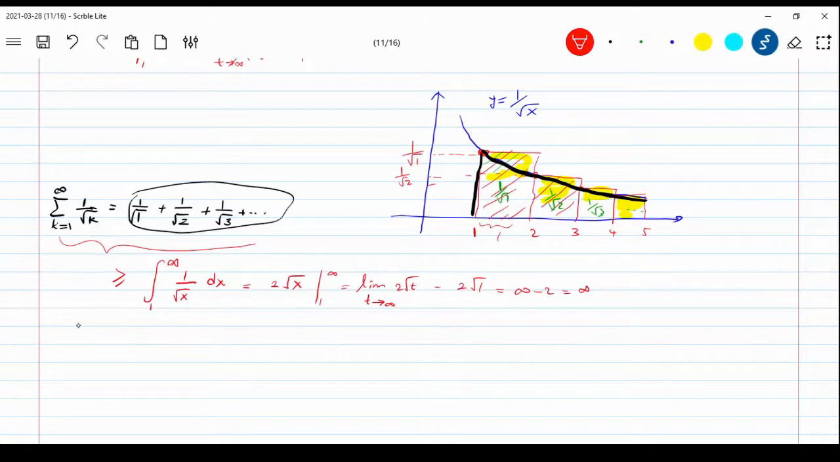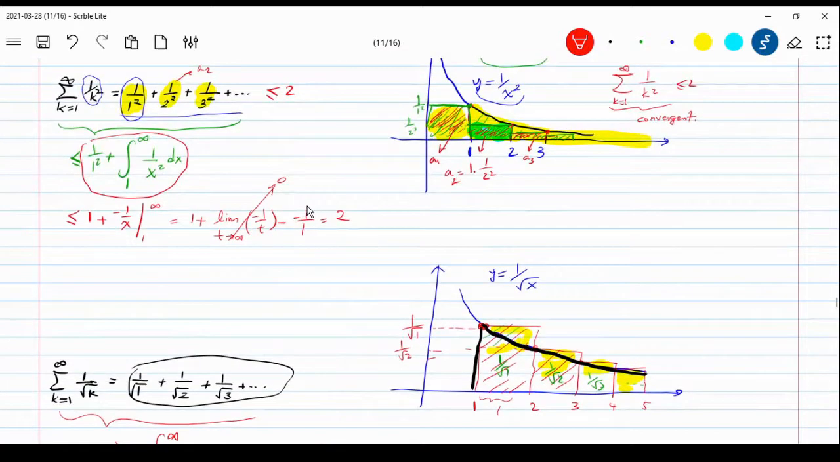So what does it tell us? It tells us the summation of 1 over square root of k from 1 to infinity turns out to be greater than or equal to infinity, which tells you that this summation is never a finite number. So the series must be divergent, not convergent. The difference between these two is that one was underestimating, the other one was overestimating.